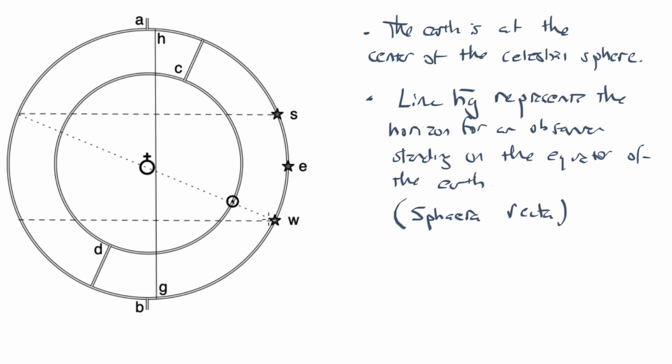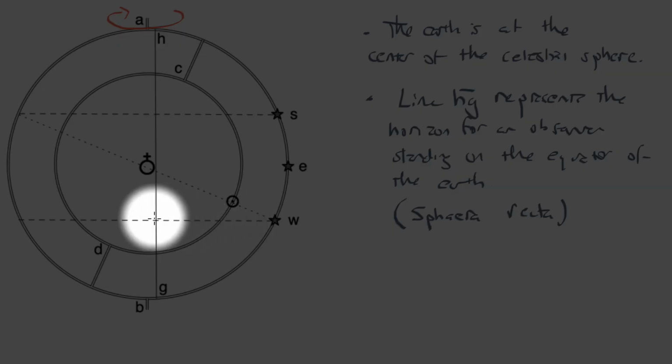And as this outer sphere rotates around on a day-to-day basis, so remember this outer sphere is rotating around in this direction, the sun, from the perspective of someone standing on the Earth, will follow this trajectory given by this bottom dashed line over the course of the day.